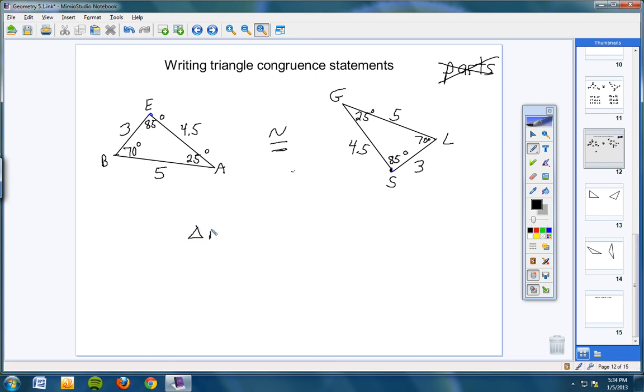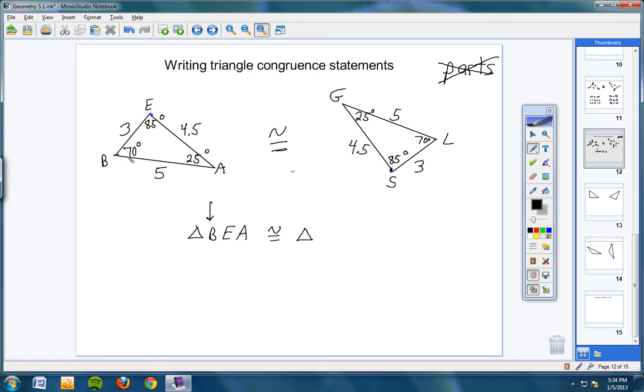If I said triangle BEA, and that's this, is congruent to, now please watch this, triangle. Now here's my question for you. Do I put GSL? Do I put SLG? Do I put LGS? You might say, who cares? It doesn't matter. And that's incorrect. It does matter. It's very important you see this. You have to write your congruent statements, triangle statements, correctly.